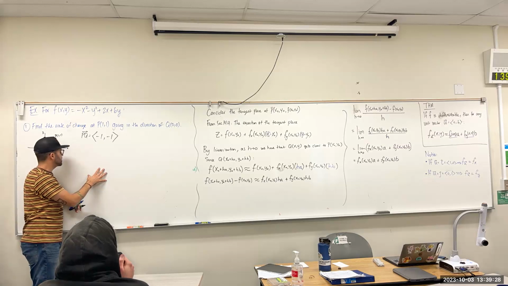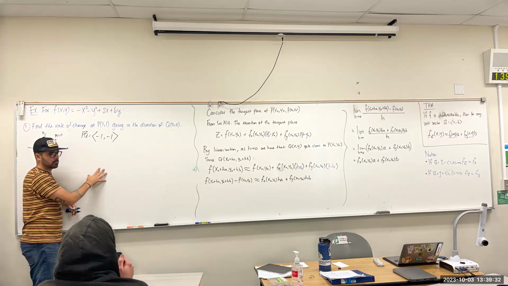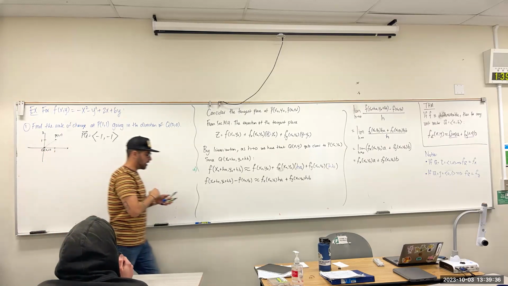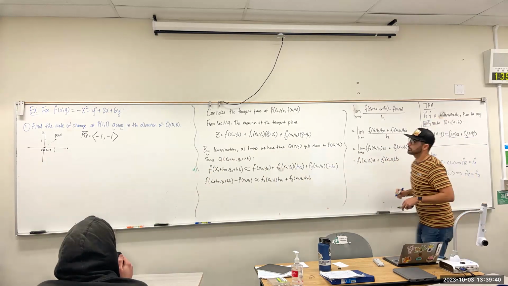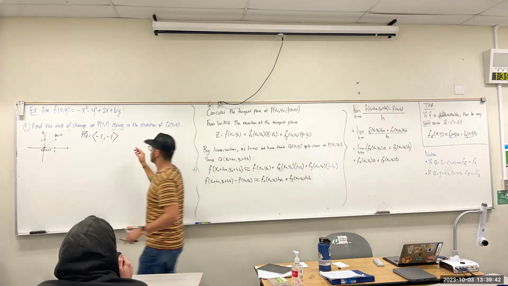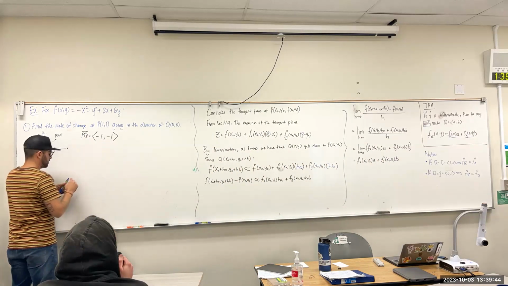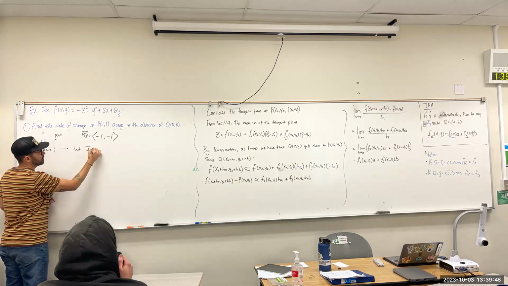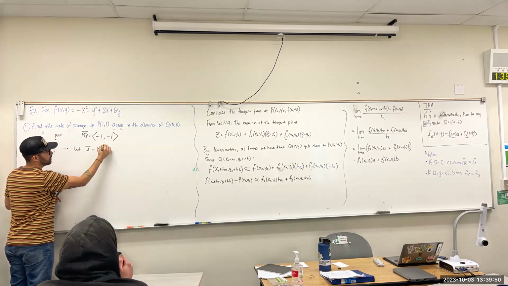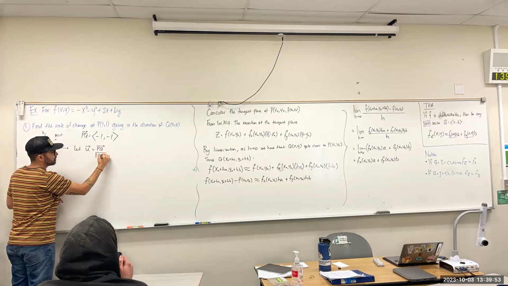I see some yes and I see some no's. The no's, why is it no? It's not a unit vector. Remember, you need it to be a unit vector. So what do we got to do? Divide by the magnitude. Perfect. So let's let U be PQ divided by its magnitude.